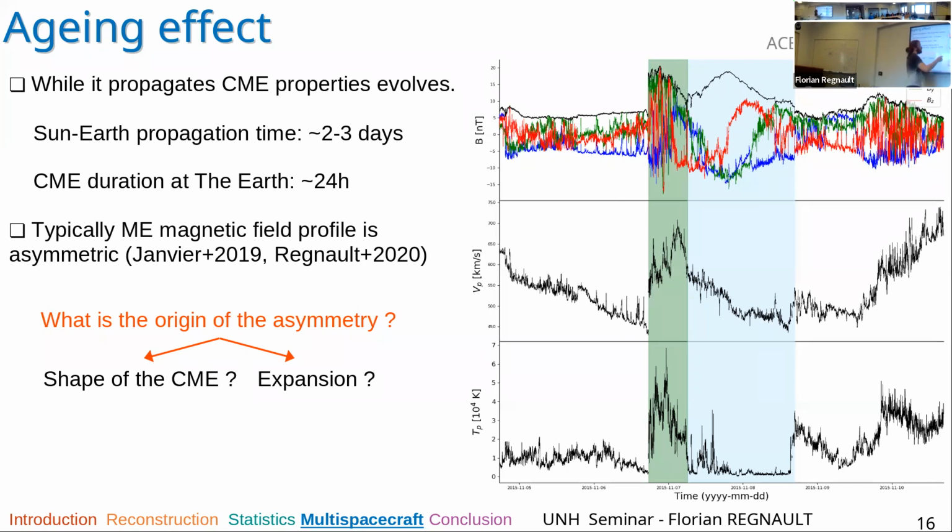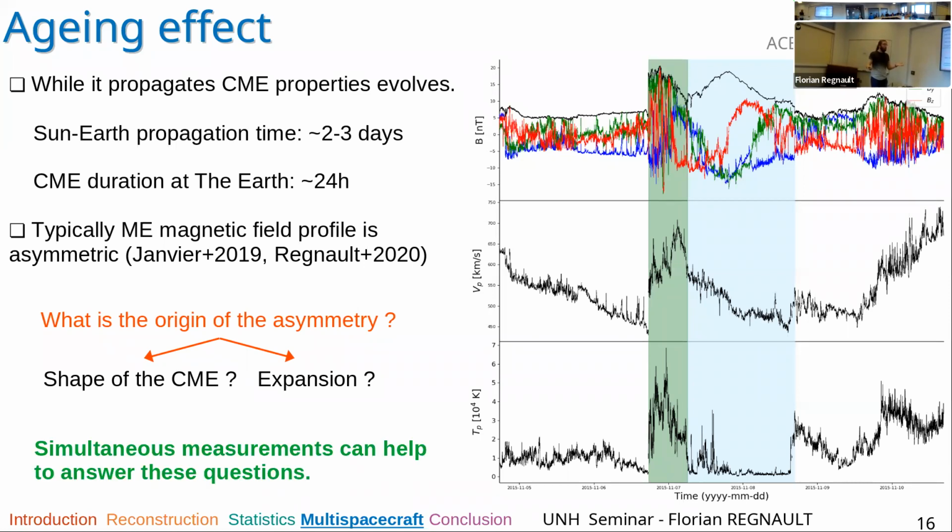You can see, for instance, here we have this nice bell shape, but it's not at the center of the magnetic ejecta. It's shifted a little toward the front. What's the cause of this? Is it really the shape of the CME, or is the shift toward the front due to expansion of the magnetic ejecta? A way to answer this question is to use simultaneous measurements. And I'm going to show you how we can do it.